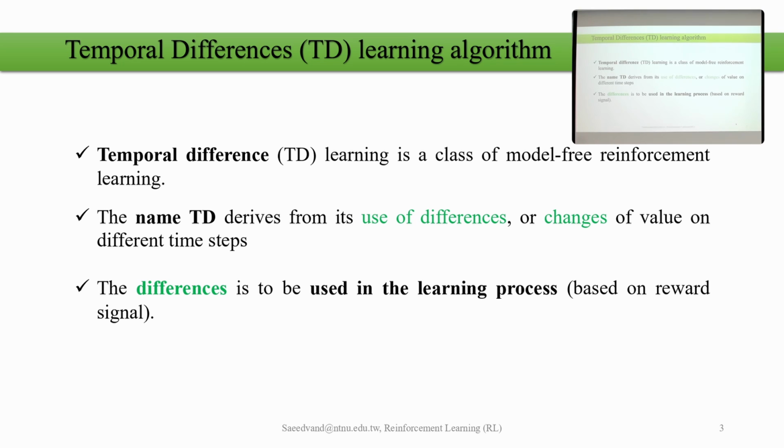The differences are used, as I explained, in the learning process based on the reward signal. So the agent does something in the environment, the agent gets the return, gets the reward, and based on that reward we can update the value. That update of value gives us some change, and this change is important for us in TD learning.